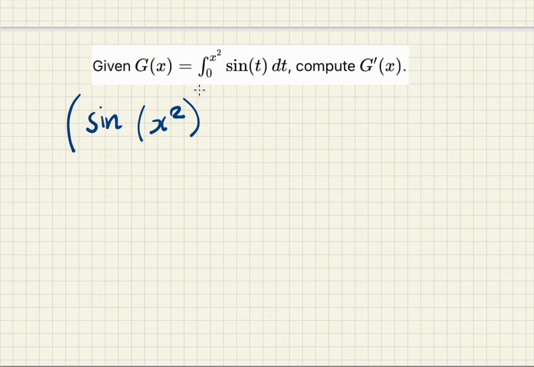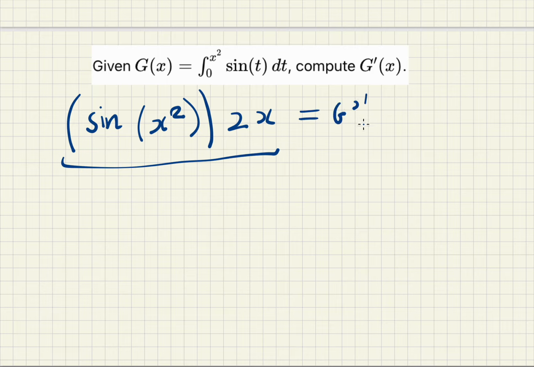And don't forget, we multiply what we get by the derivative of the upper bound. So in this case, the derivative of x squared is 2x using the power rule. And so this is our uppercase g prime of x, which is also equal to lowercase g of x, assuming that lowercase g of x is the original function.